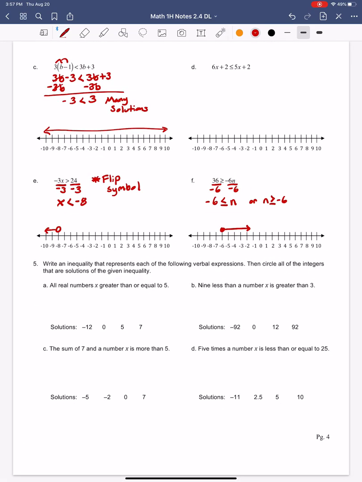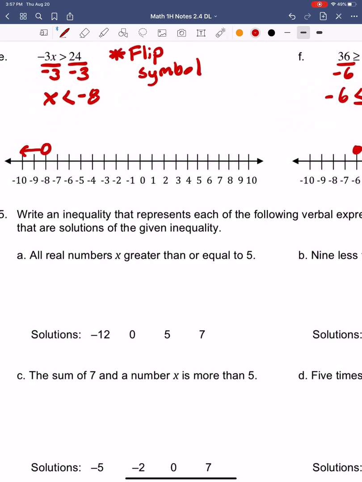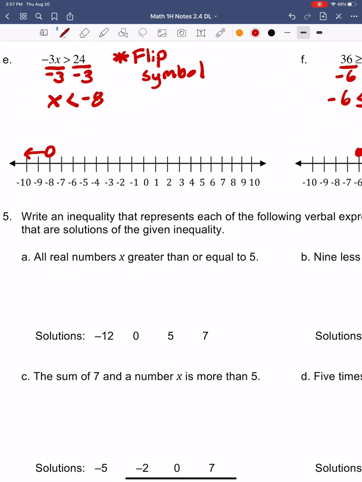All right, now we'll take a look at a couple of word problems here. They're going to have you set up these inequalities. It says all real numbers x greater than or equal to 5. So we've got all numbers x greater than or equal to 5. It says which of these are solutions. So which of these numbers are greater than or equal to 5? Well, 7 is definitely greater, and 5 is equal, so that counts as a solution as well.